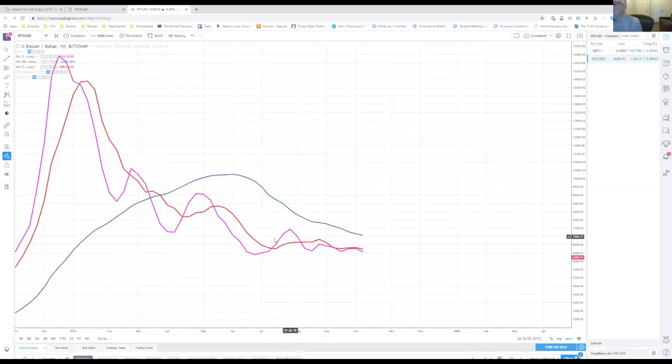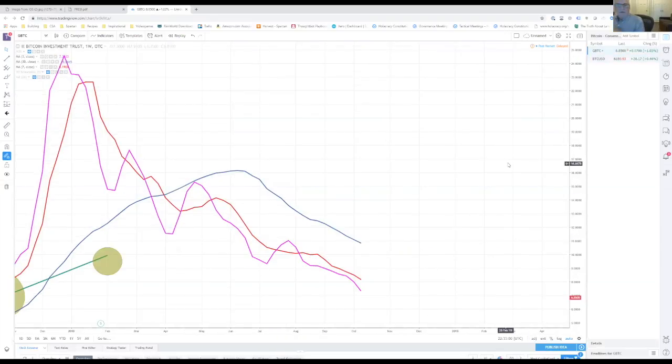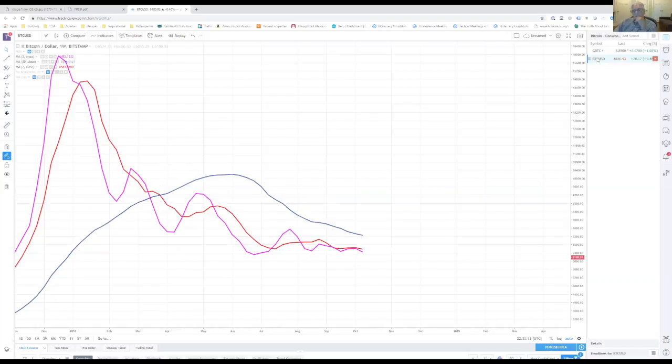I want to pull up GBTC just real quick and see if there's anything anybody sees here differently than me. Let's go back to Bitcoin. We're looking at weekly charts. We've got a flattening out of Bitcoin, which means that opportunity for a pop back looked pretty good.